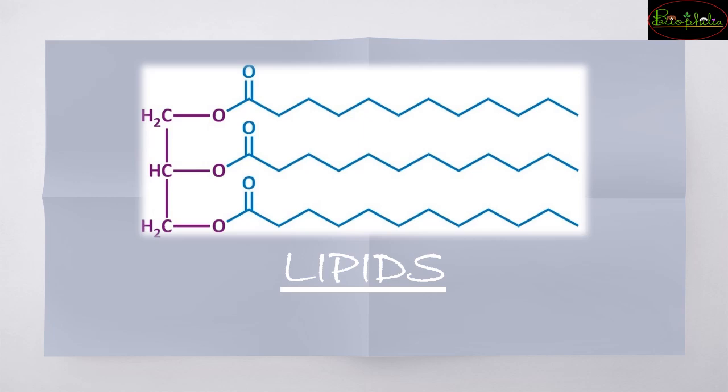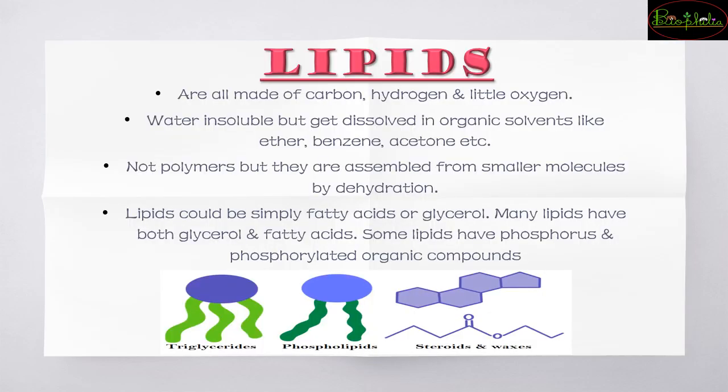Let us move on to the third subtopic about biomolecules, that is lipids. Lipids are again made up of organic molecules. So which elements will be there? Carbon, hydrogen and a bit of oxygen. Oxygen content in lipids is comparatively lower than in others.